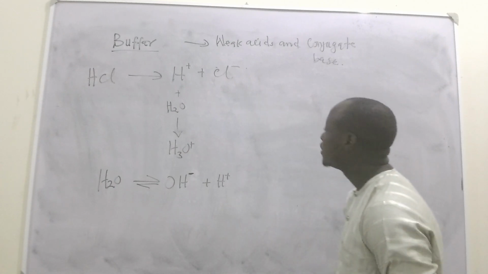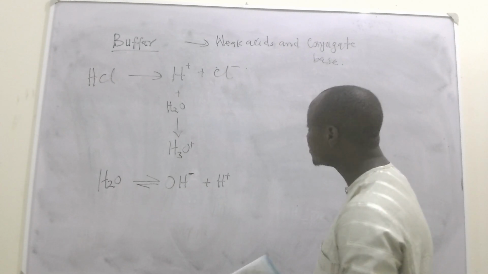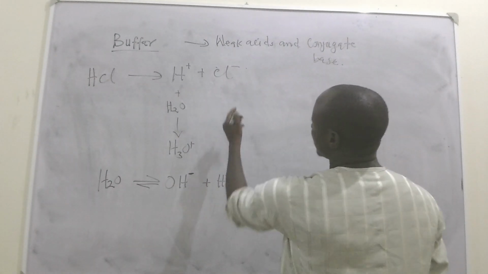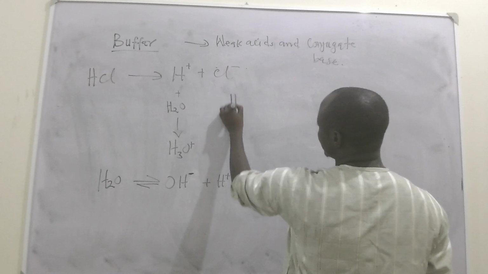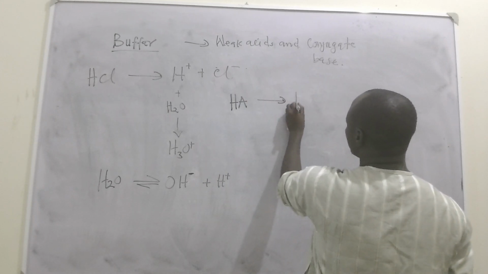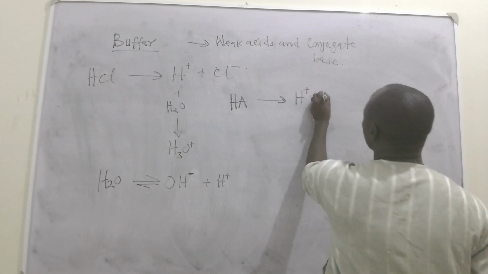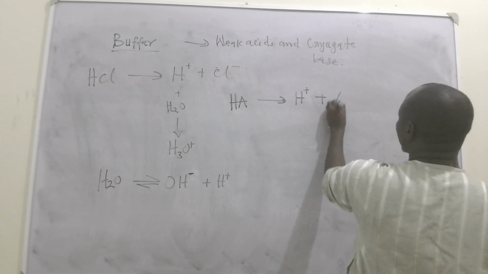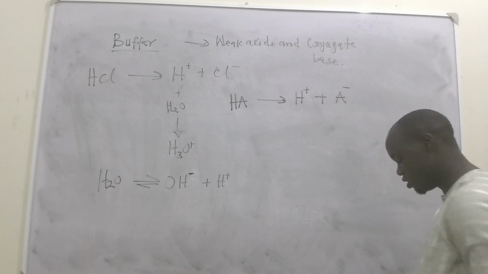For example, in a situation where we have our buffer, let's say our buffer is HA, when it dissociates, it will produce hydrogen ion plus the conjugate base.